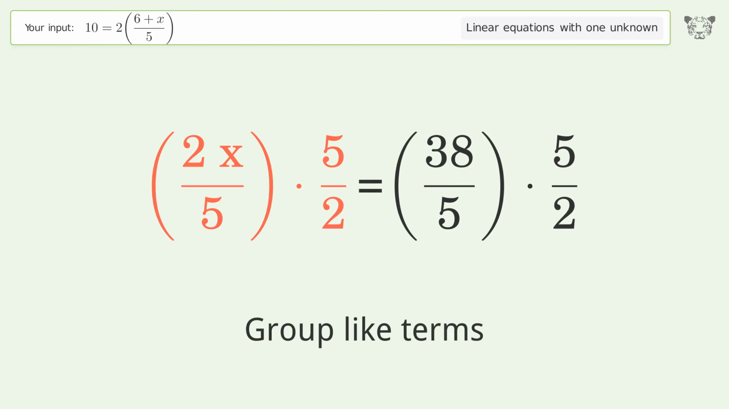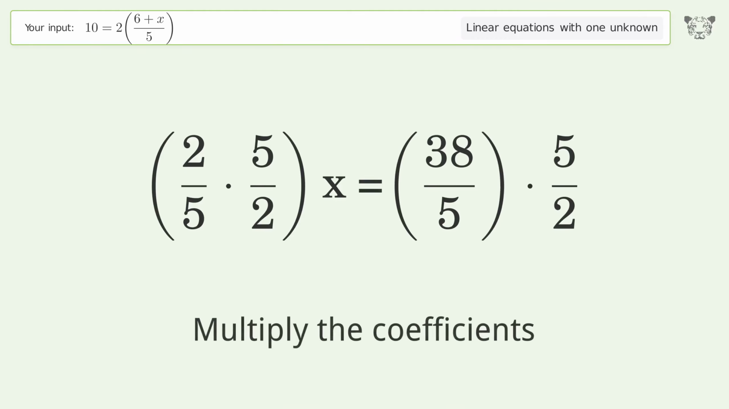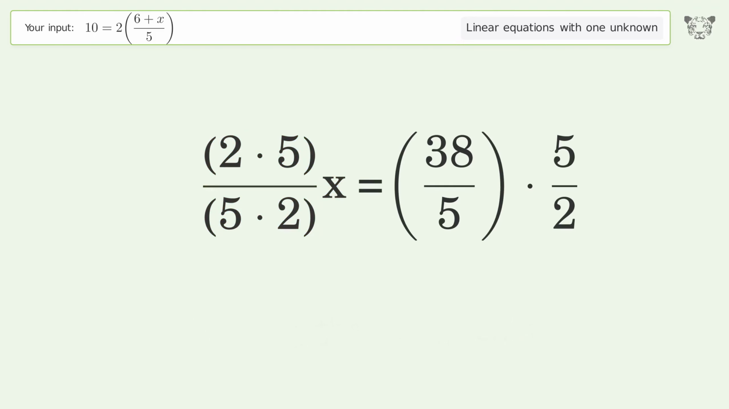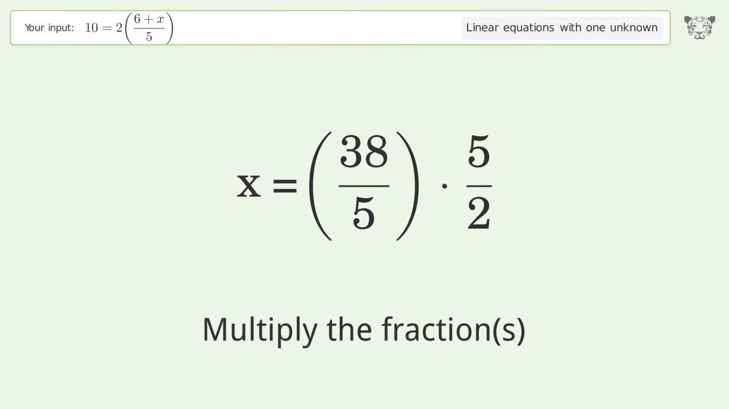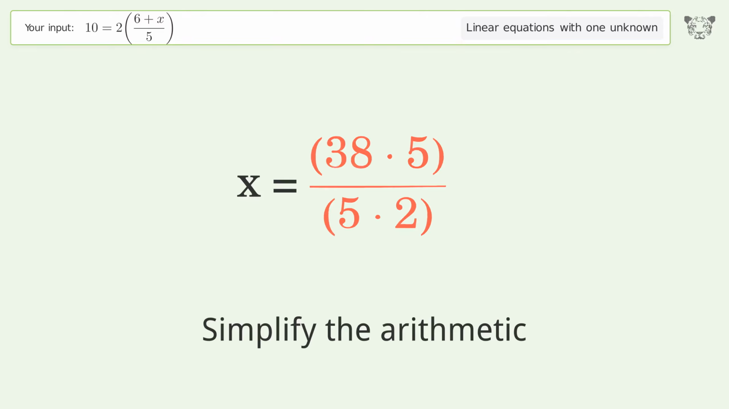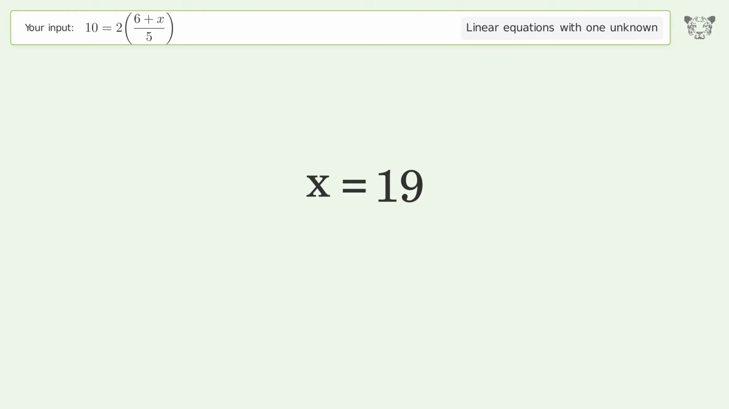Group like terms. Multiply the coefficients. Simplify the fraction. Multiply the fractions. Simplify the arithmetic. And so the final result is x equals 19.